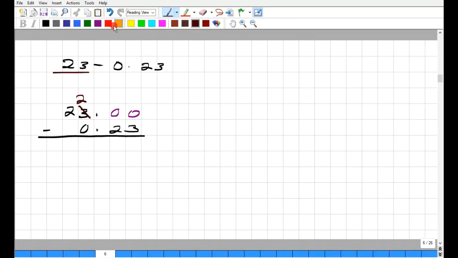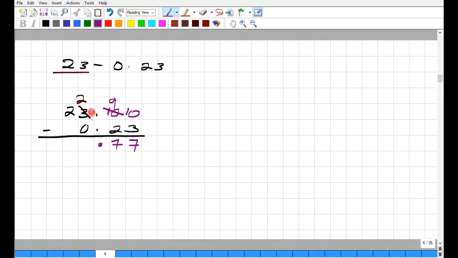Let me swap colors here. This gives me 1 here. Still not where I want it to be. So going through the steps all over again. Take 1, put it there. Now 3 from 10 will leave me with 7 because 7 and 3 makes 10. We're done with this column, so we're going to move on. And 2 from 9 will leave me with 7 because 7 and 2 makes 9.